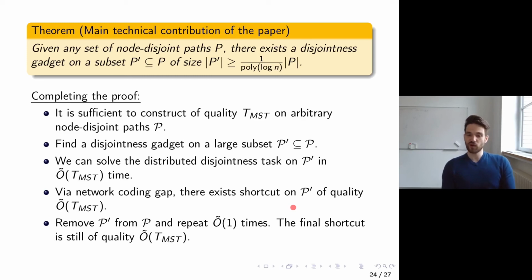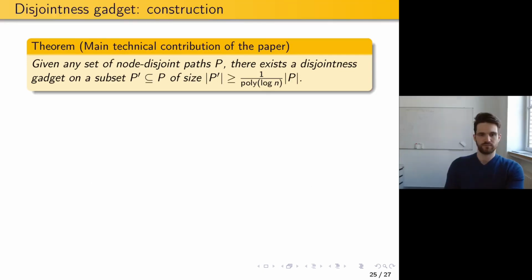And finally, we have the good shortcuts on this P prime. We remove P prime from P and remember the shortcuts and repeat this polylog many times, each time finding a shortcut for a 1 over polylog fraction of the paths, finding the shortcut, remembering it, removing that, and repeating. Since in the end you take the union of all the shortcuts you ever find, I claim the quality of the final shortcut only increased by a polylog factor, so it will have a quality of order TMST. So that is it, that's the entire proof.